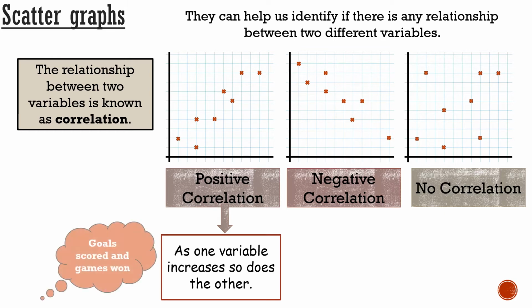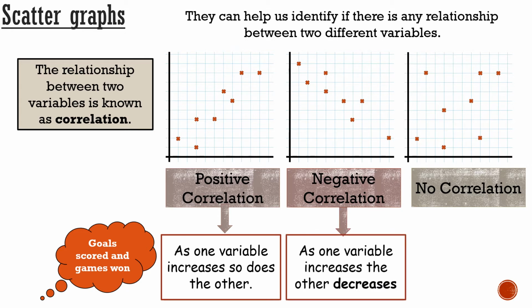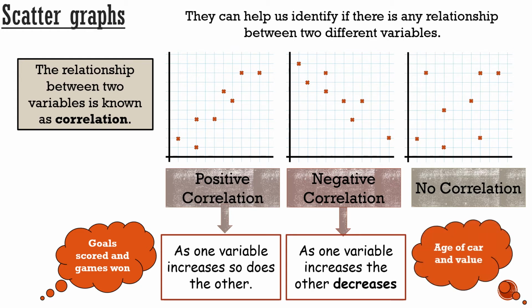An example of that would be goals scored and games won. So the more goals you score in whatever game you're playing, the more likely you are to win. For negative correlation, as one of the variables increases, the other one goes down. A really obvious one for this is age of car and value. So the older the car, so the age is increasing, the value is decreasing. Old cars are generally worth less than brand new cars.